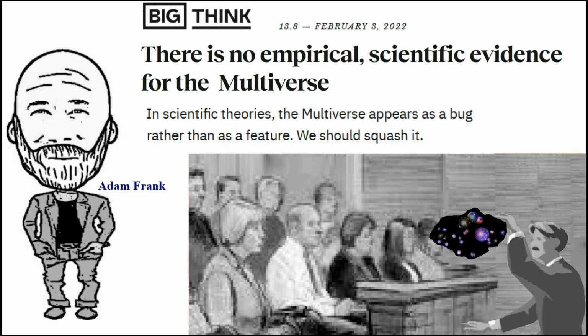Okay, so here's the other fellow. This is Adam Frank, and he says there is no empirical scientific evidence for the multiverse. So his criticism is not that what Siegel said is irrational. He's saying we have no evidence. He thinks the prosecutor has to show the jury the multiverse in some shape or form, to say, look, here's the universe, now we have proof, we have evidence. That's what he criticized. And he says, in scientific theories, the multiverse appears as a bug rather than as a feature. We should squash it. His notion is not that it's irrational, just that we have no way of proving it.